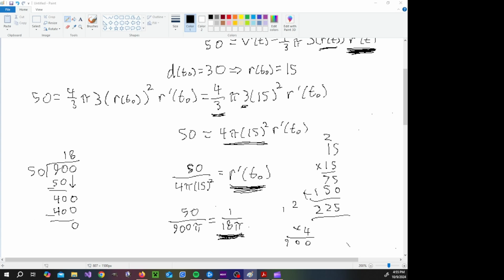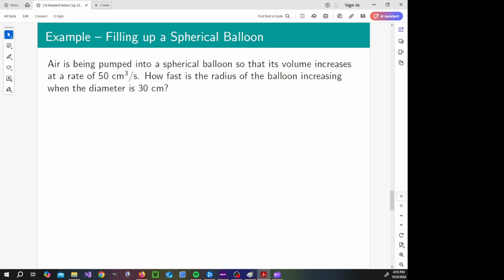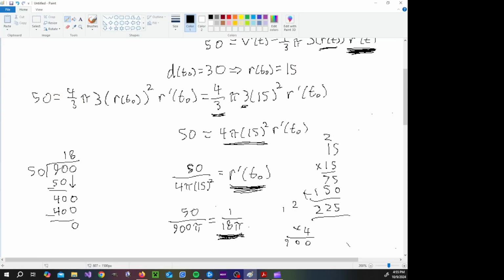What are the units? Well, this is in centimeters and seconds, so this should be right because the radius is a distance that's centimeters per second.